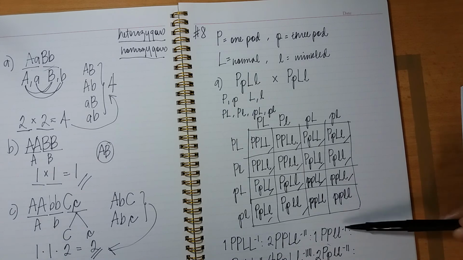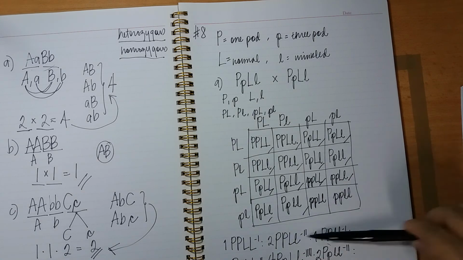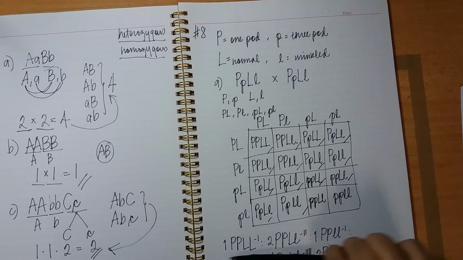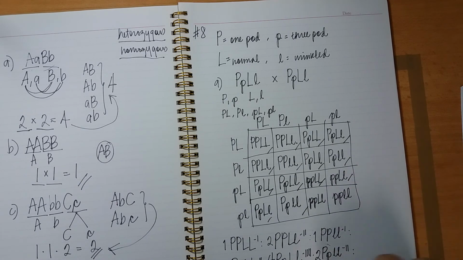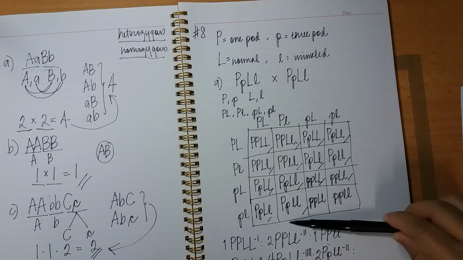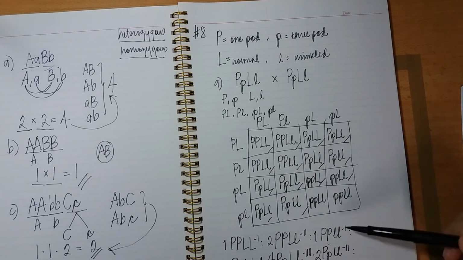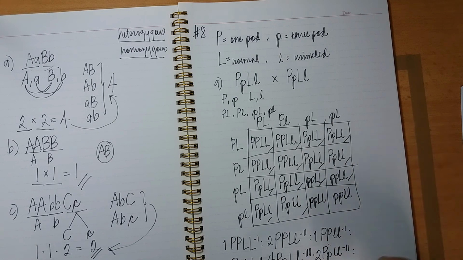Okay? So, pansinin nyo dito, lahat ng P ay homozygous dominant. Dito, lahat ng P ay heterozygous. Tapos, dito, lahat ng P ay homozygous recessive. So, ganun yung pag-arrange ko sa kanya. Tapos, dito sa line na to, lahat ng L ay homozygous dominant. Okay? Dito, lahat ng L ay heterozygous. Tapos, dito, lahat ng L ay homozygous recessive. Okay? So, yun yung pattern niya. 1 is to 2 is to 1. 2 is to 4 is to 2. 1 is to 2 is to 1.